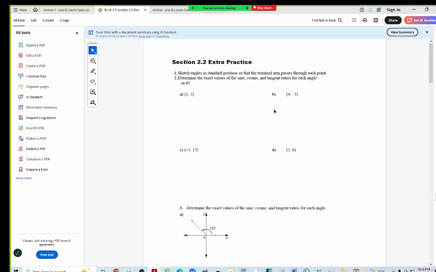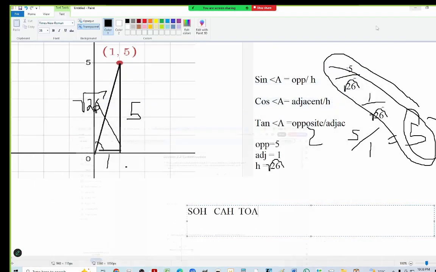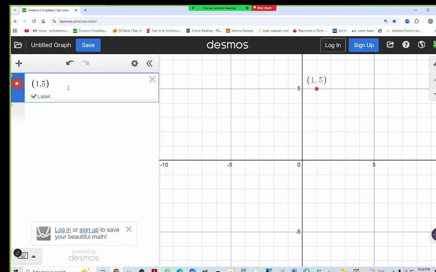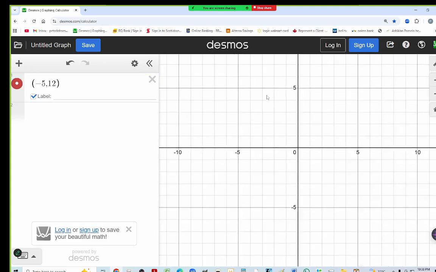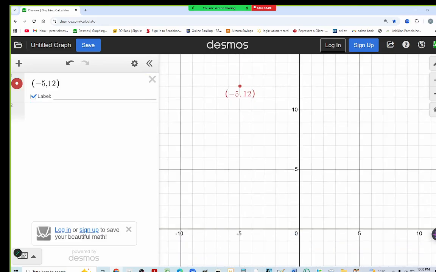Let's discuss first something like this, which has a negative number. Let's just do this one that has a negative: negative 5 and 12. We're going to go to our Desmos and let it do it for us. Negative 5, comma 12. We're going to pull it up right there, do the same thing we did, and take a picture.